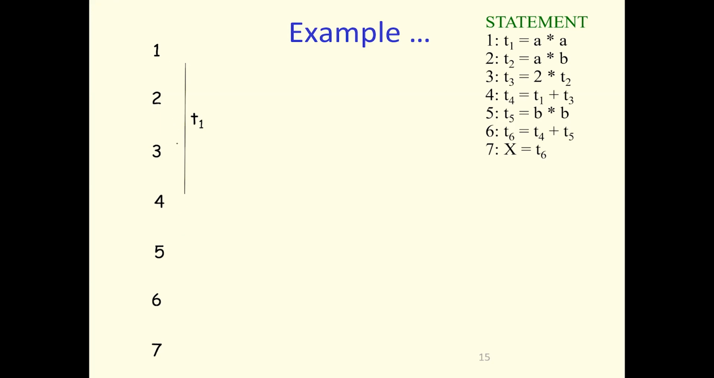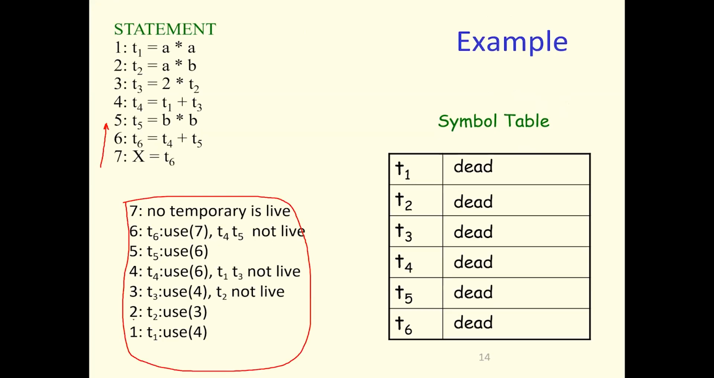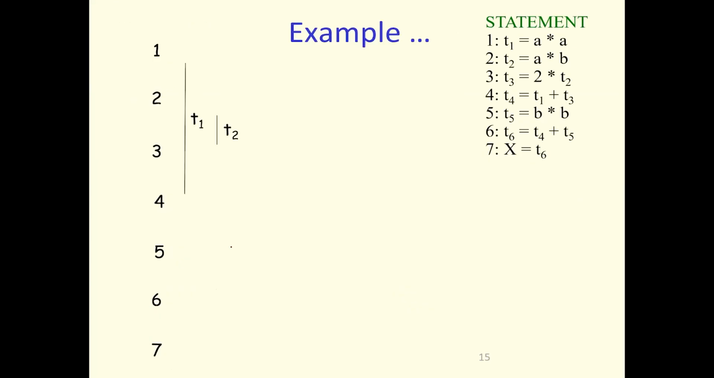It has some holes where it is not really used, but we still want it to be marked as live. T2 is created in line 2 and it is used immediately in line 3. T3 is created in line 3 and immediately used in 4 and so on. So let's look at these things. So T1, then T2, then T3. What about T4? T4 starts in line 4 and goes all the way up to line 6. T5 starts in line 5, goes up to line 6. And then T6 starts at line 6 and ends at line 7.